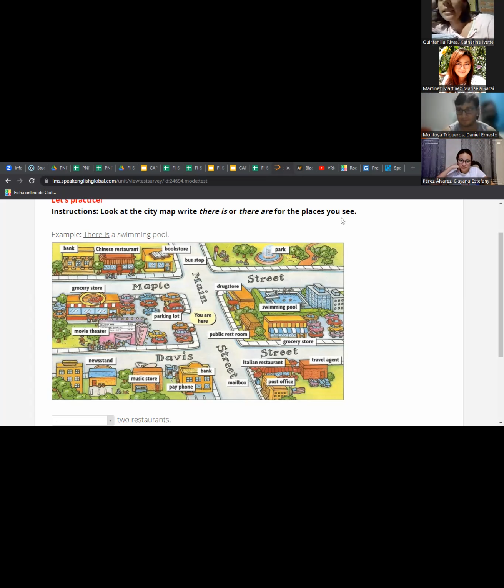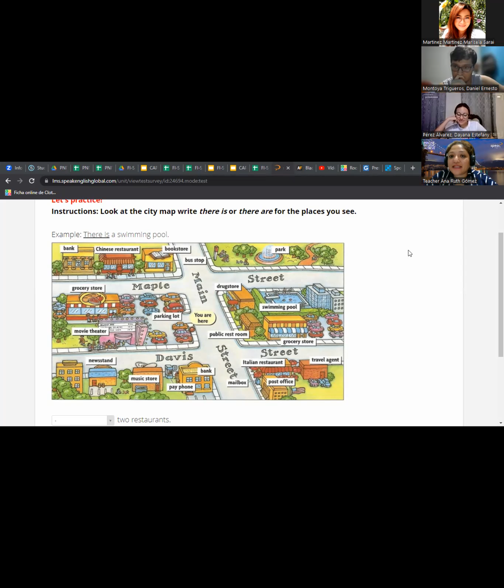Okay. In the city, there are three streets. There are three streets. Excellent, Catherine. And in the city, there are three streets. One street called Davis Street. There are one street or there is one street? There is one street. Excellent. Very good. Nice. Okay, Maricela, what about you? In the city, there is a parking lot. Excellent. Daniel.